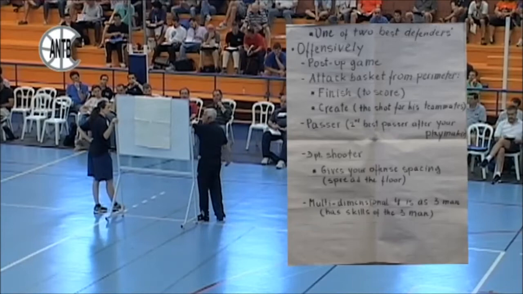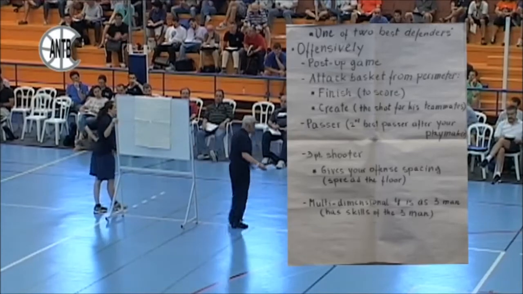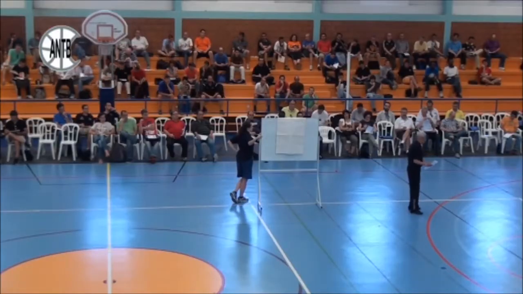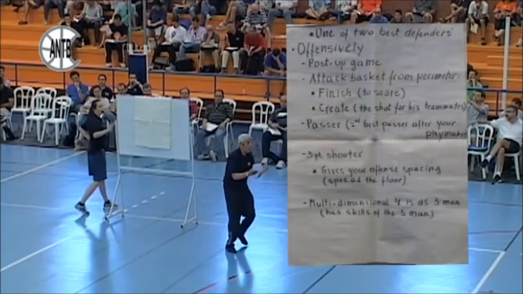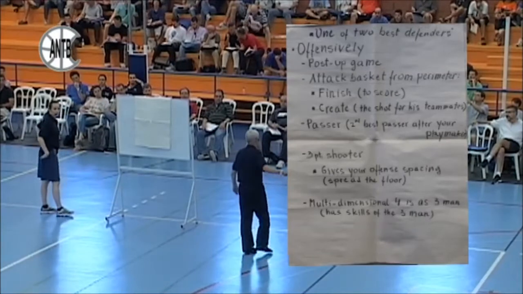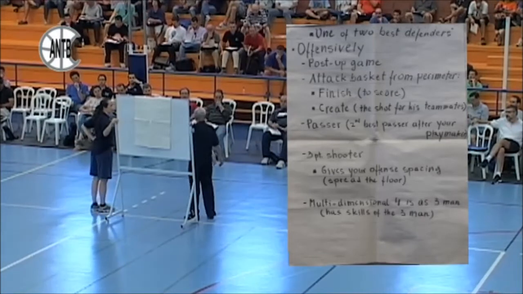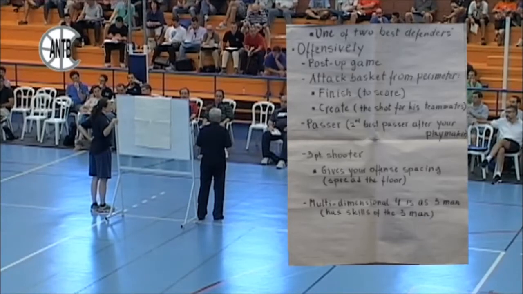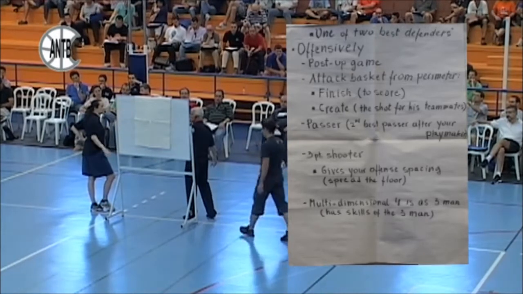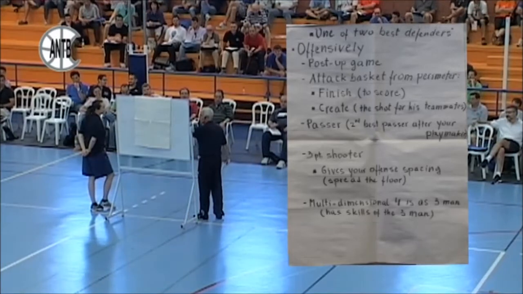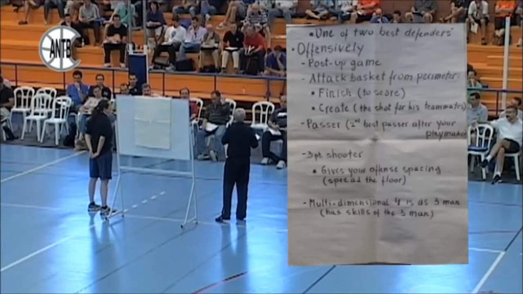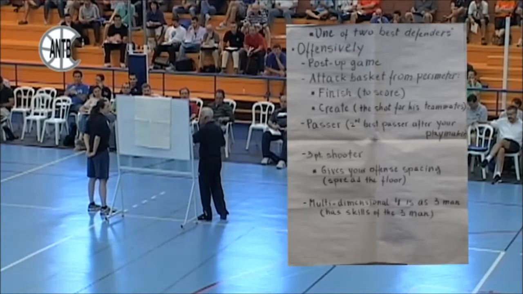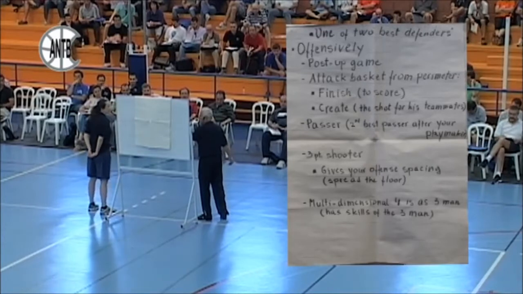Offensively, I already said, the post-up game. Some players say, no, I'm a 4 man, I'm playing outside. No, post-up game. And attack the basket from the perimeter. He must attack the basket from the perimeter to finish the score. If he's alone, he must shoot. If the defense comes, he penetrates and creates, that means a shot for his teammate. I said already, second best passer after the playmaker. We look in the statistics at how many assists he has. He must be immediately second after the point guard.